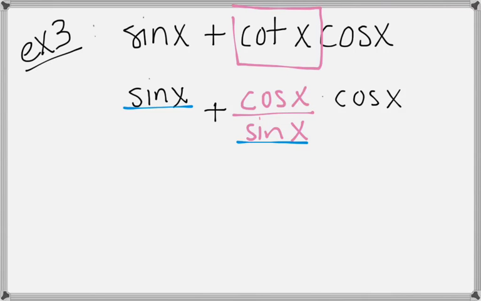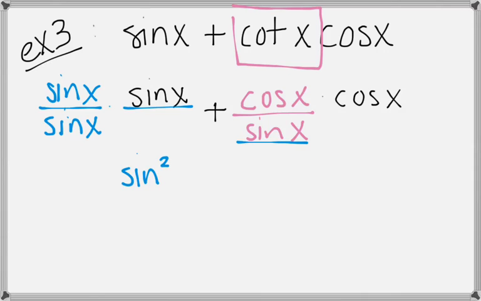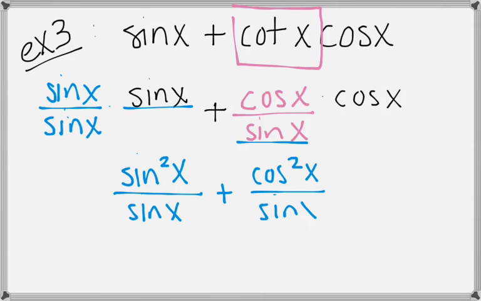Kate? You're going to multiply the left side, the top and the bottom, by sine of x. And why are you doing that, Kate? So it has a common denominator. All right, so just like in the last problem, we cannot add or subtract fractions unless we have a common denominator. So to get a common denominator, we can multiply, like we did last time, by the sine of x over the sine of x, which gives me the sine squared of x divided by the sine of x plus the cosine squared of x divided by the sine of x.